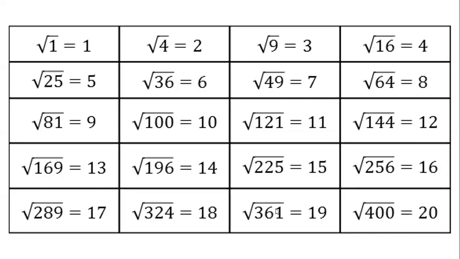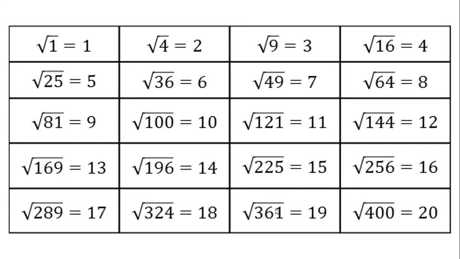Next, what is the square root of 289? 17. 17, very good. Why is it 17? 17 times itself is 289. Very good, because 17 times 17 is 289.